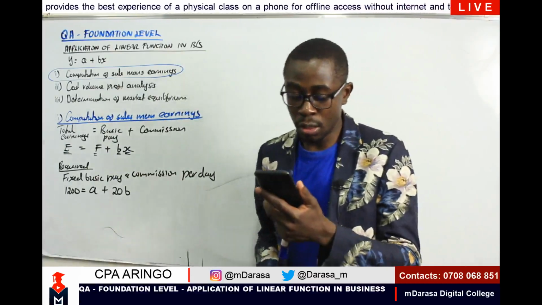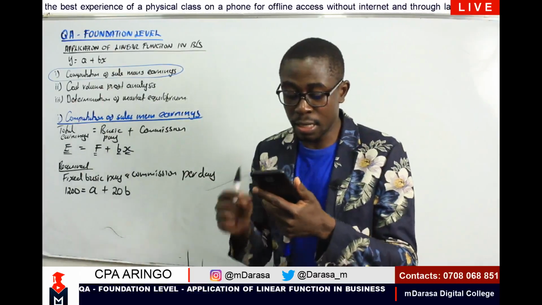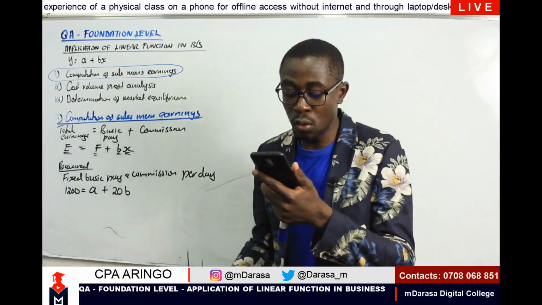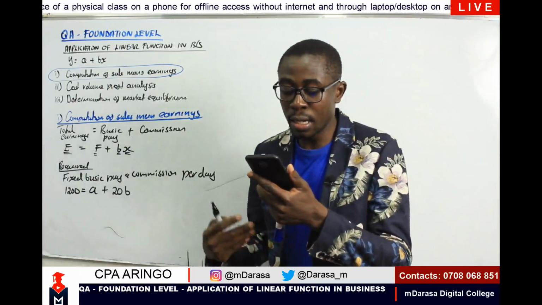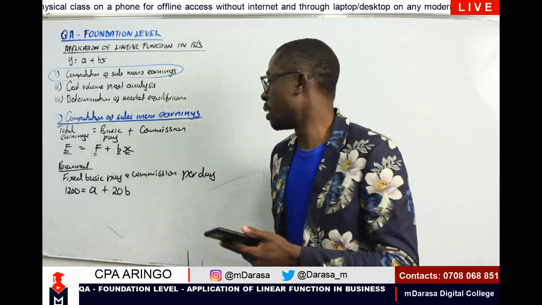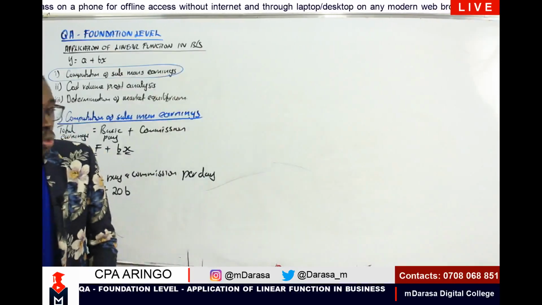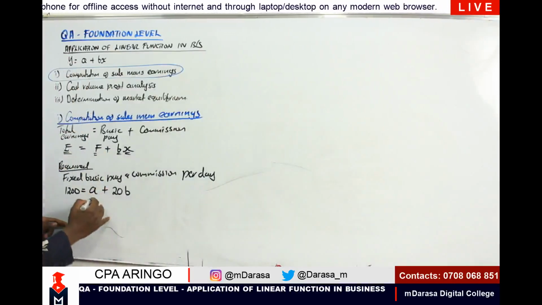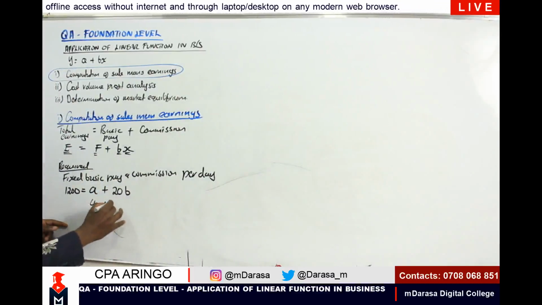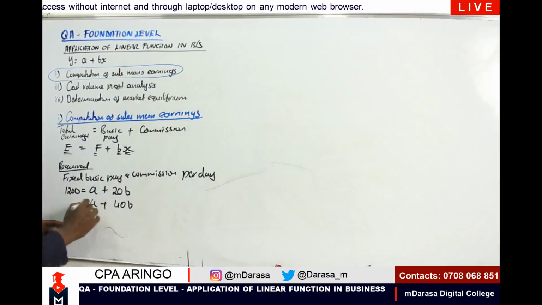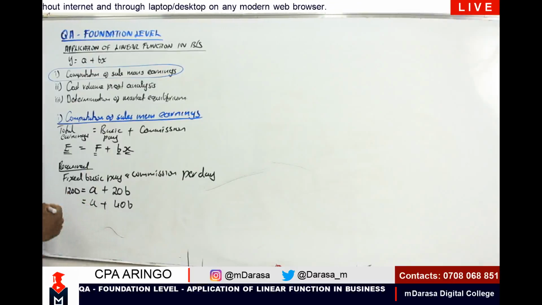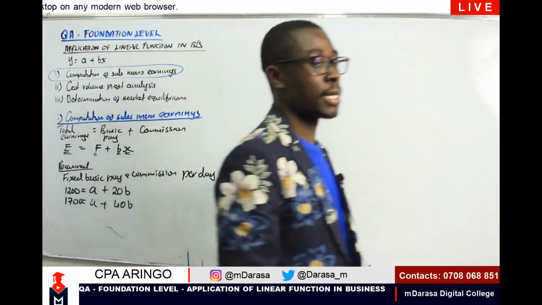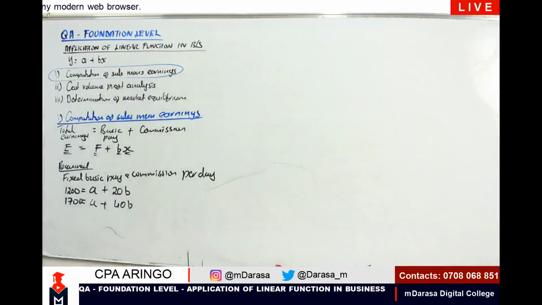And what are we told? We are told that in the event that the units double, A plus 40B, his earnings will increase by 500. If it increased by 500, we are talking of 1700. So in that case, we have derived two equations.